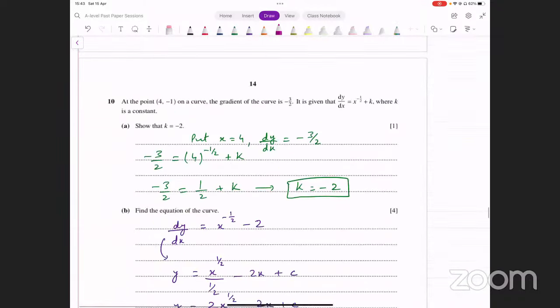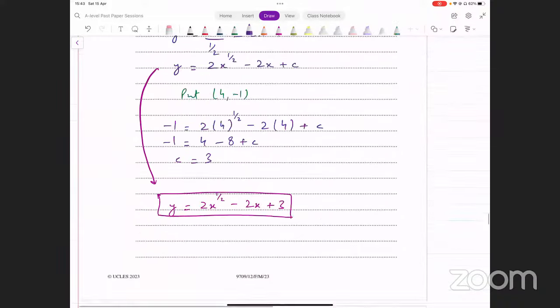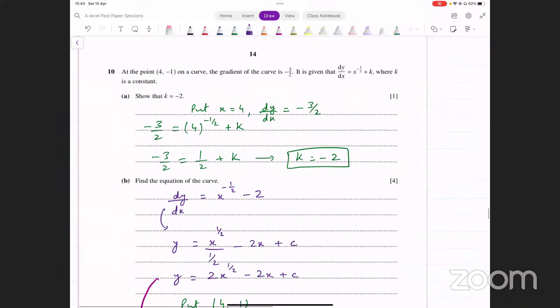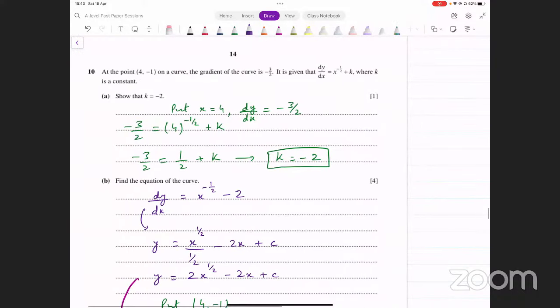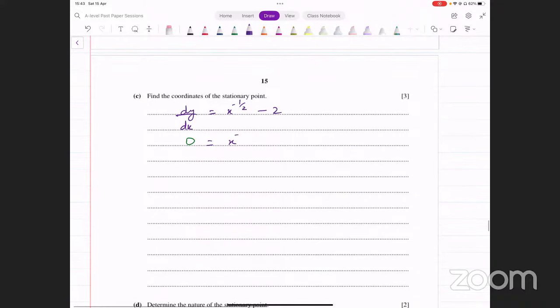Now again, we have the derivative given. Stationary point कैसे निकालते हैं? उस derivative को 0 से equate कर दें. So dy/dx is equal to x raised to power -1/2 plus k. K की वैल्यू हमने निकाली है, पहले -2 है, ठीक है. इसको 0 से equate कर दें and see what that gives you. x raised to power minus 1 over 2 था वो? Yeah, so minus 1 over 2 minus 2 equals 0.